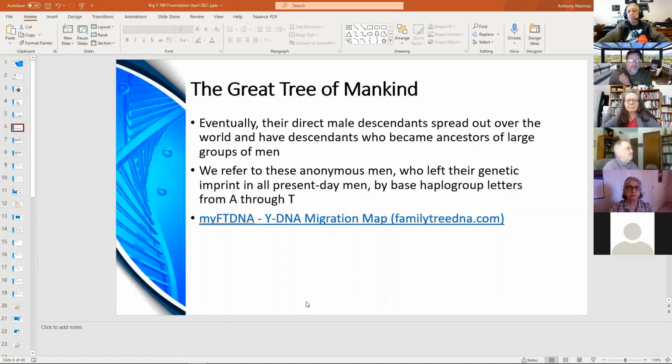So eventually the direct male descendants spread out all over the world and have descendants who become ancestors of large groups of men. And we refer to these anonymous men who left their genetic imprint on all present-day men by base haplogroups, letters A through T. So we just saw a handful of base haplogroups, right?